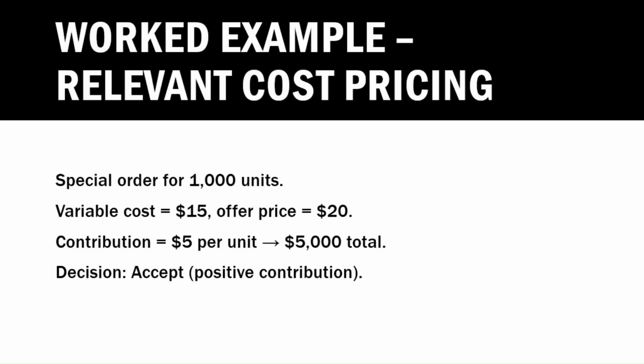Relevant cost example. For a one-off order of 1,000 units, variable cost equals $15. Offer price equals $20. Contribution equals $5 per unit, $5,000 total. Since it adds contribution, accept the order.